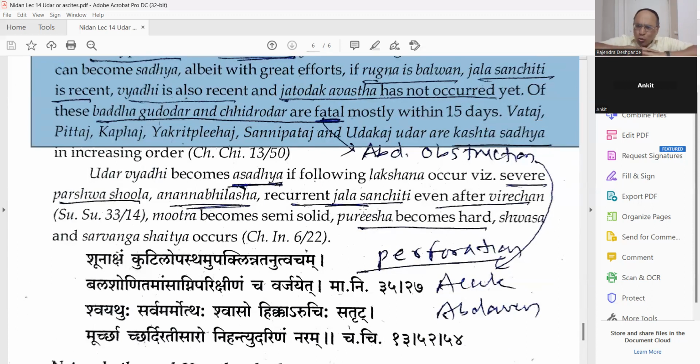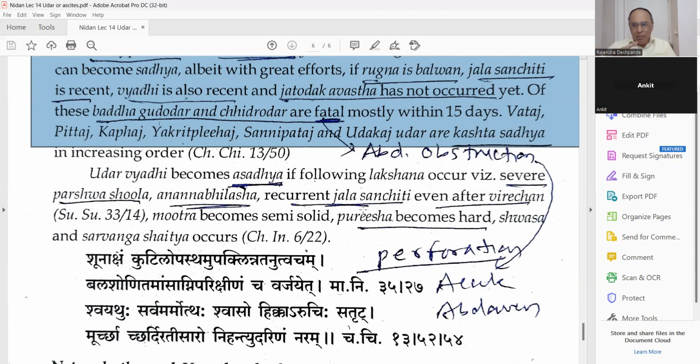If Jalasanchiti is too much and there is too much breathlessness, modern physicians and surgeons do abdominal tapping, please write down. Put a trocar and cannula and take the fluid out slowly. Remember, in ascites fluid drainage, it should be drained very, very slowly. If you take it out too fast, the patient will die. Shock will be there, so don't do that.